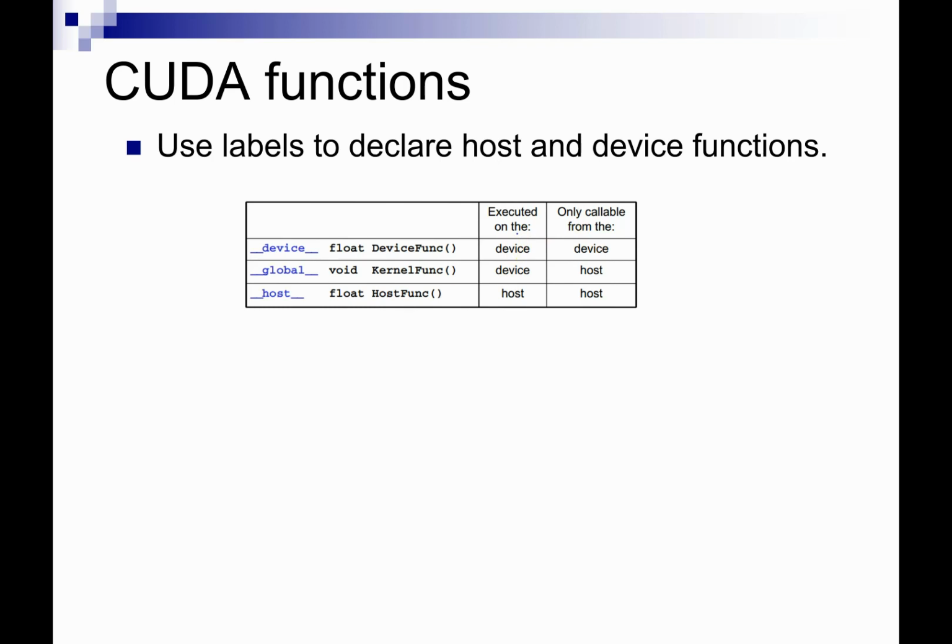If you label your function with global, then this is executed on the GPU, but it's called from the CPU. For example, to start your GPU program, you need a global function on the GPU that the CPU can call. And then you can have these host functions, double underscore host, double underscore, which is a CPU function that is also called from the CPU.